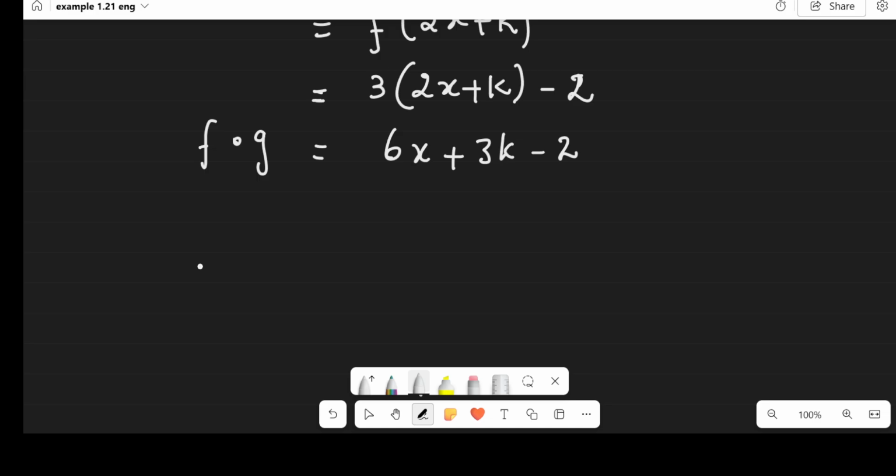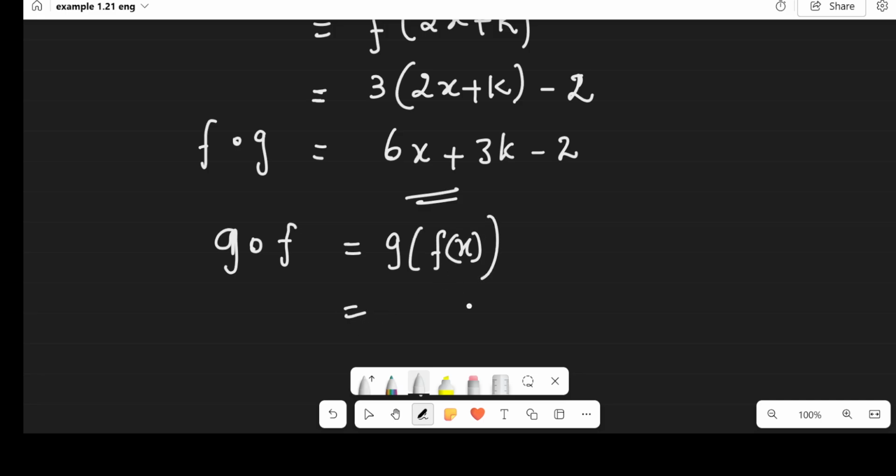Then this is the answer of f of g. Then next, what we need to find out? g of f. So what is the expansion of g of f of x?